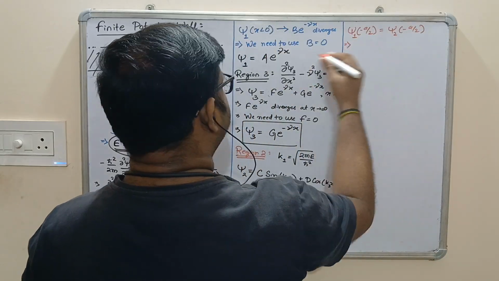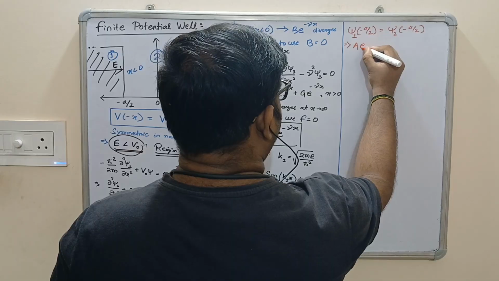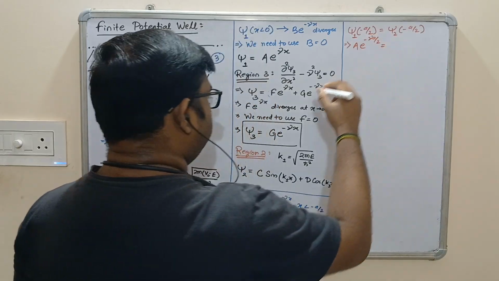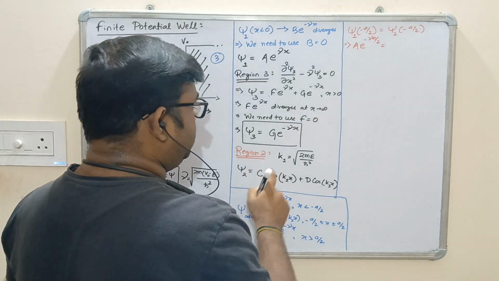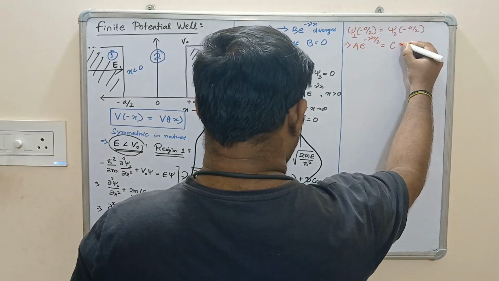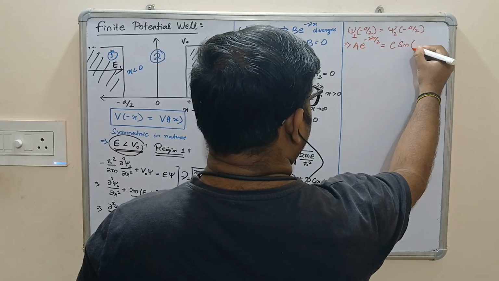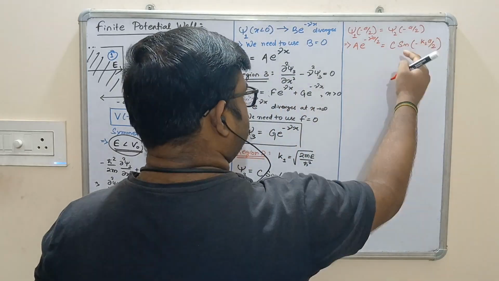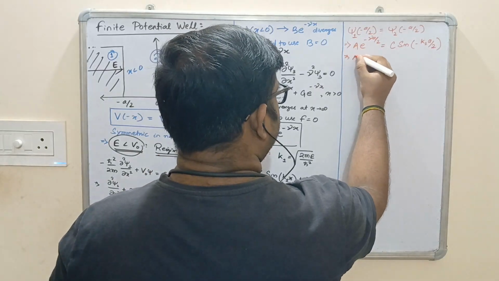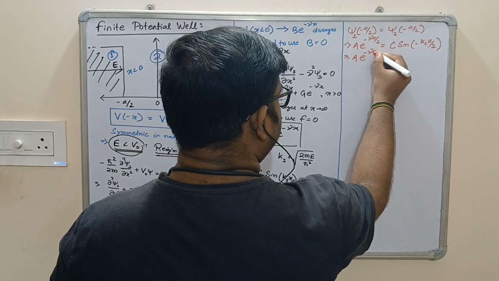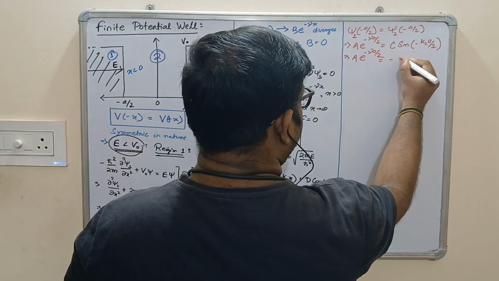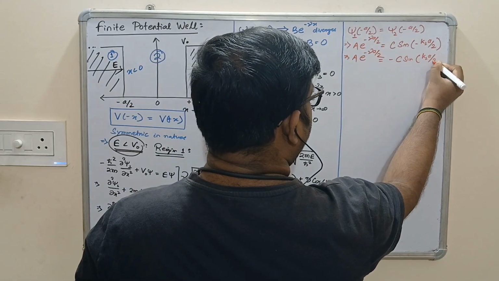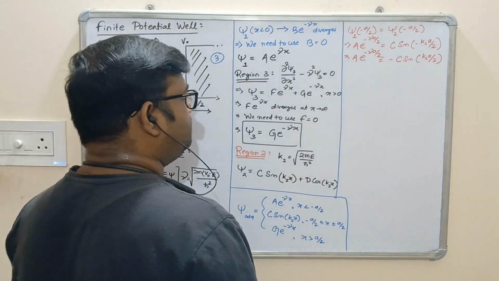That will lead us to A e to the power minus nu a by 2 equal to C sine minus k1 a by 2. Now sine minus x is equal to minus sine x. So A e to the power minus nu a by 2 is equal to minus C sine k1 a by 2. I hope you got it.